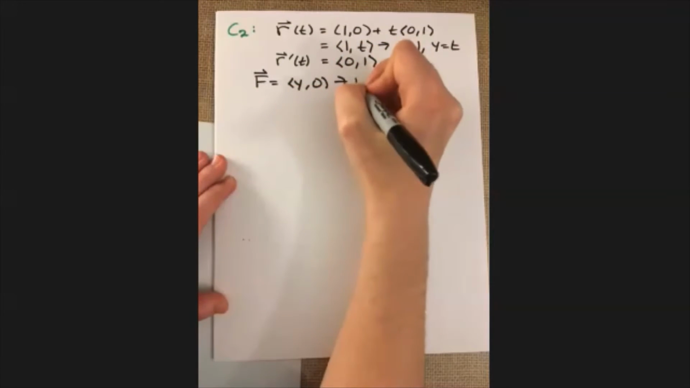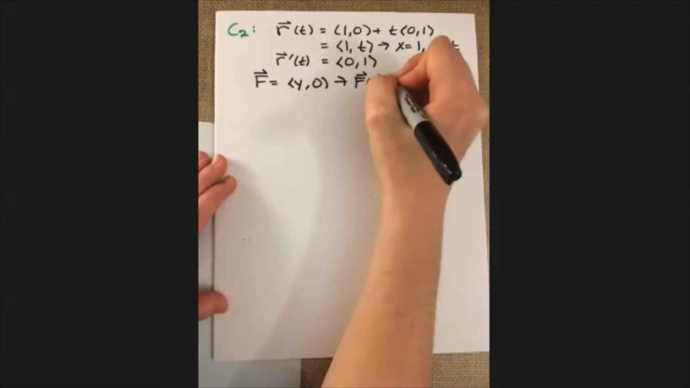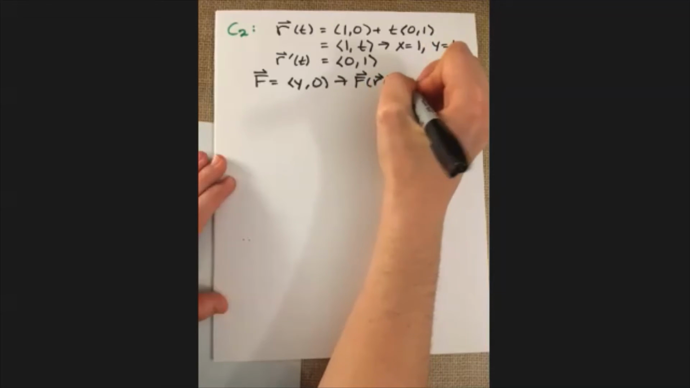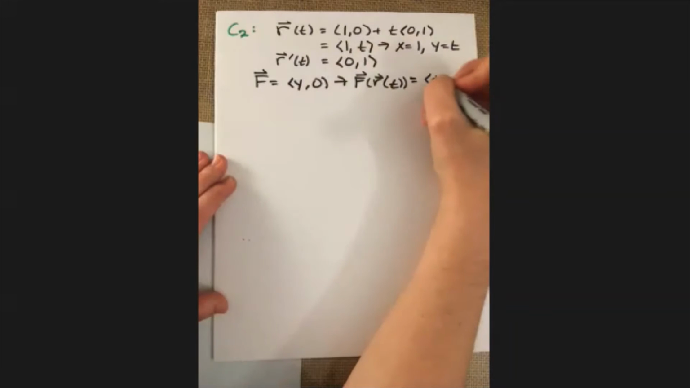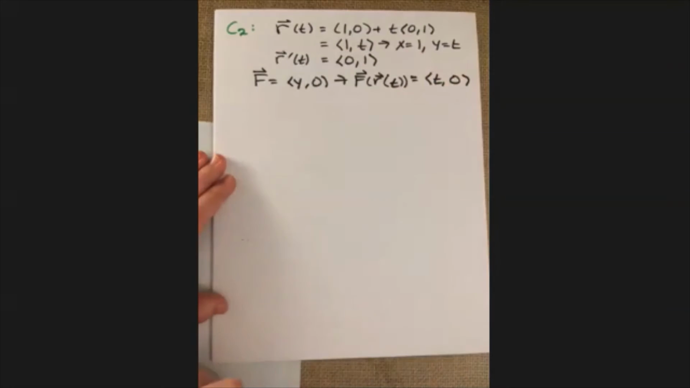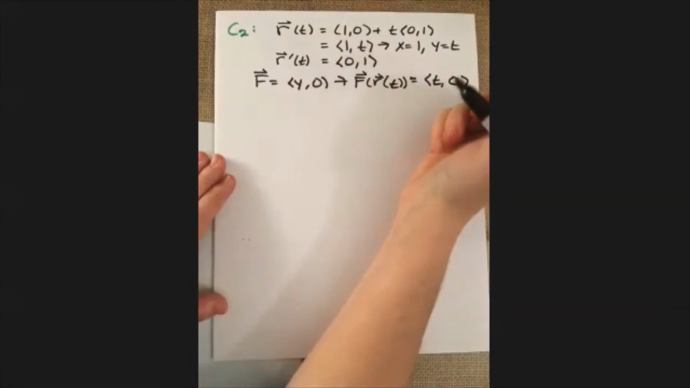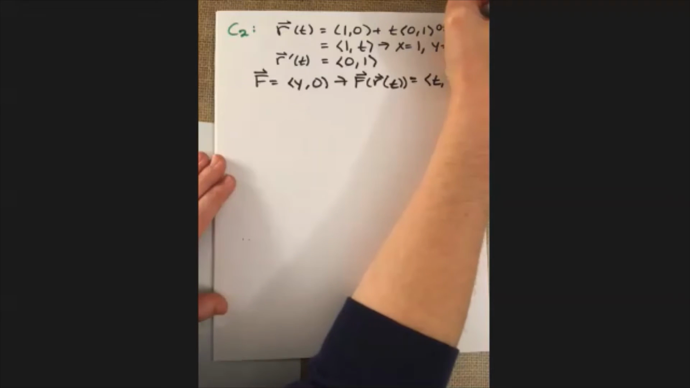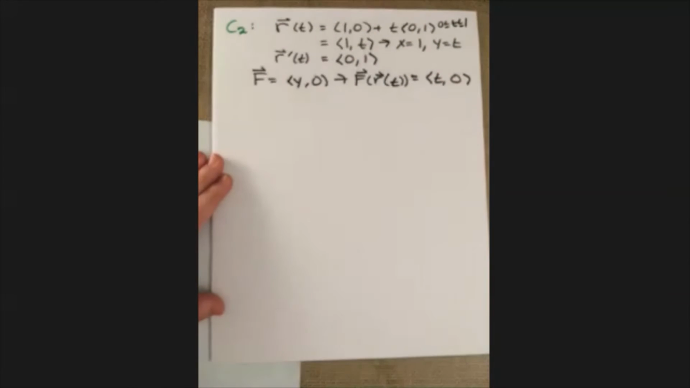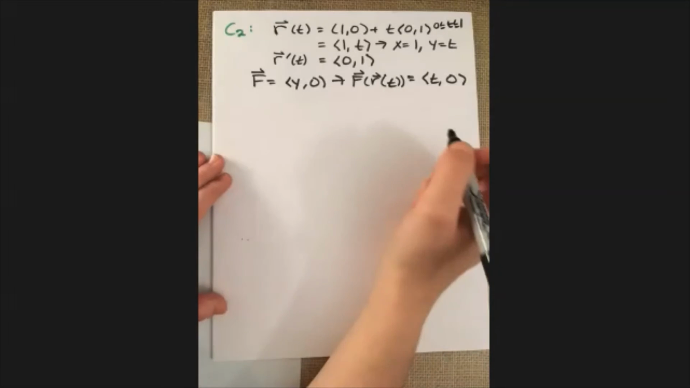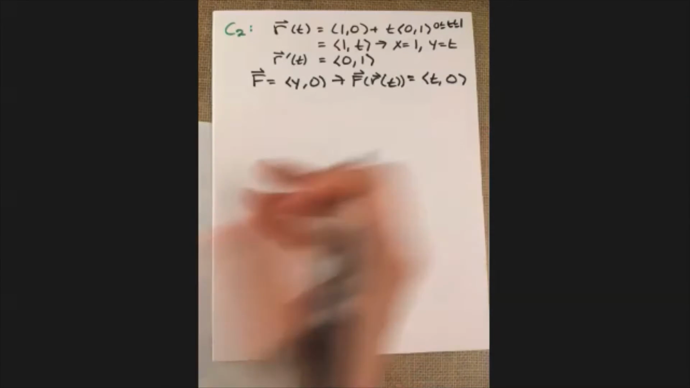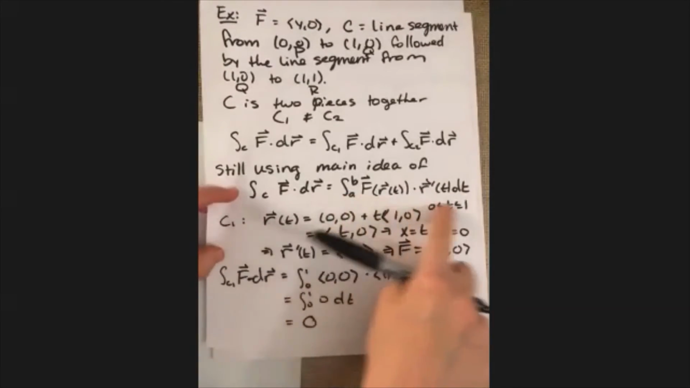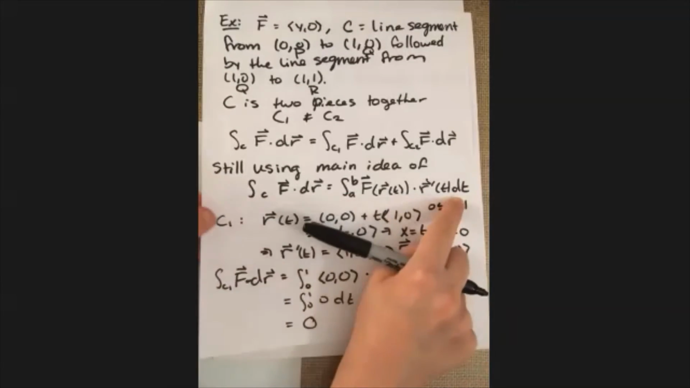And then our f, evaluated at r of t, has to be equal to, well, the t is going to go in for y, so I'm going to get <t, 0>. And then, I guess I didn't say this, but 0 less than or equal to t less than or equal to 1 still holds. Okay, so now we're ready to plug everything into our formula, because we were still going for this setup right here.